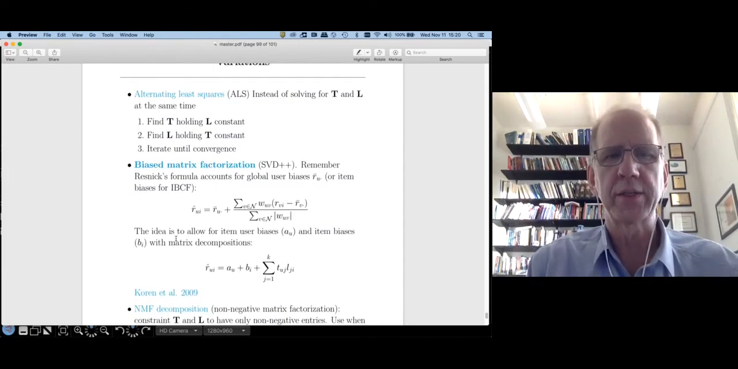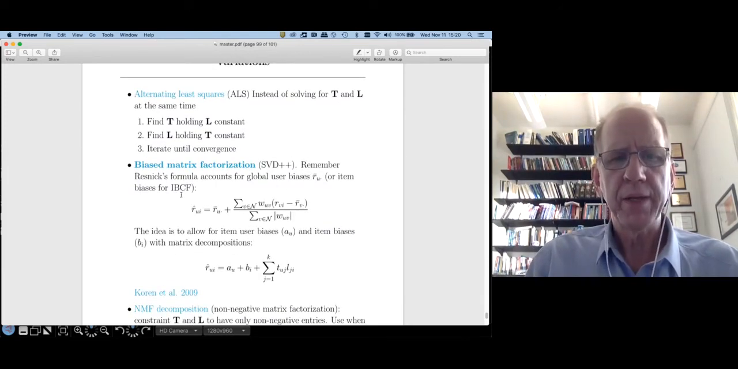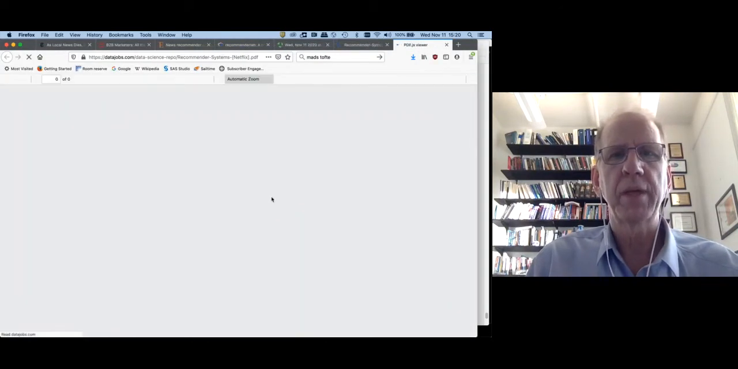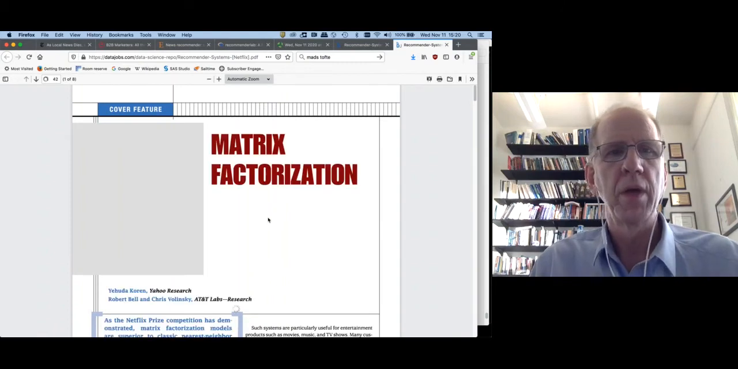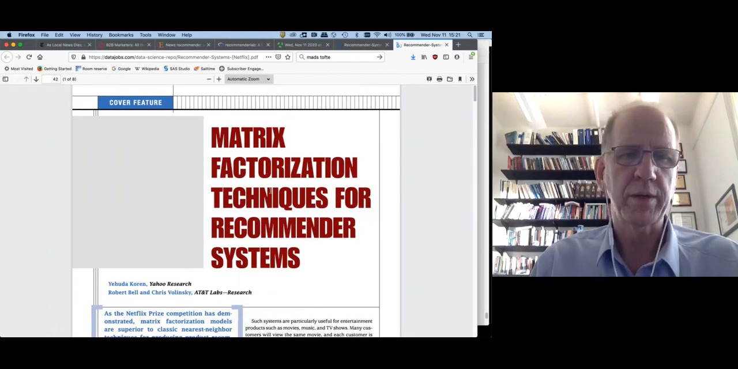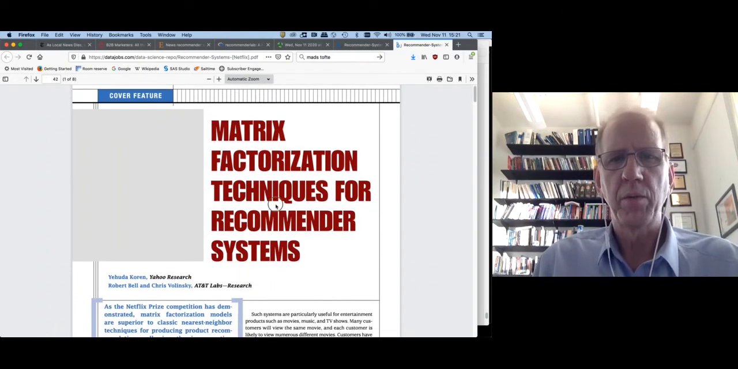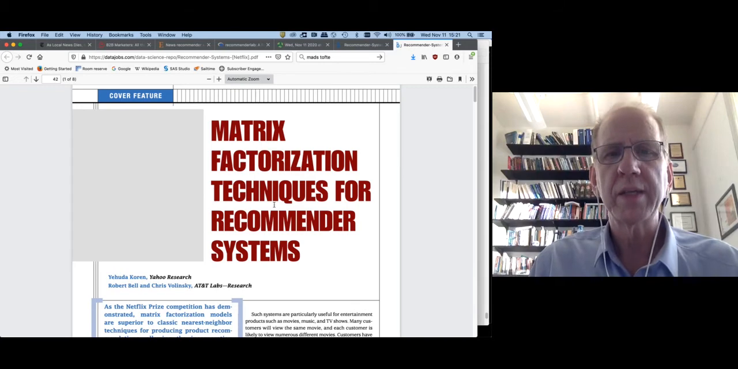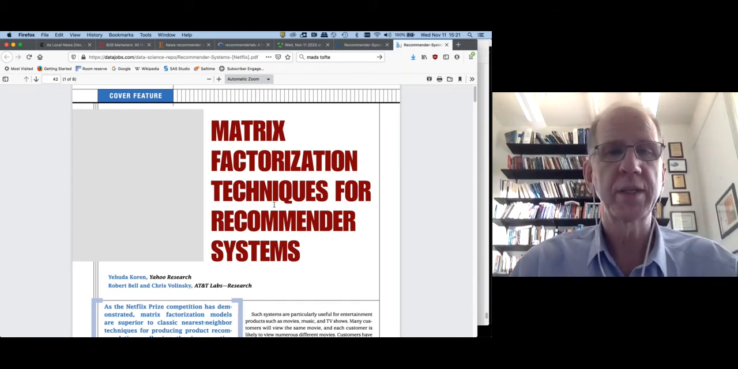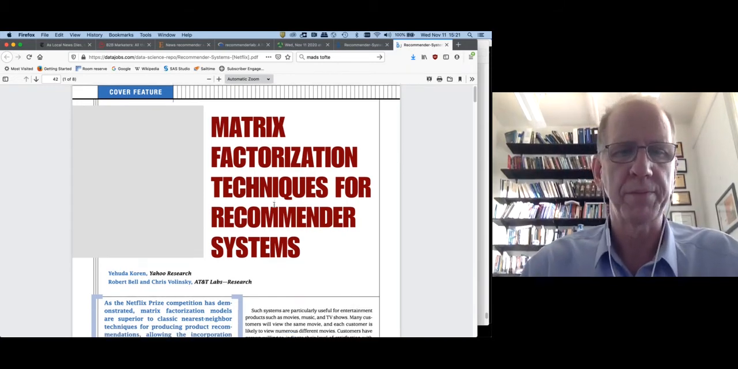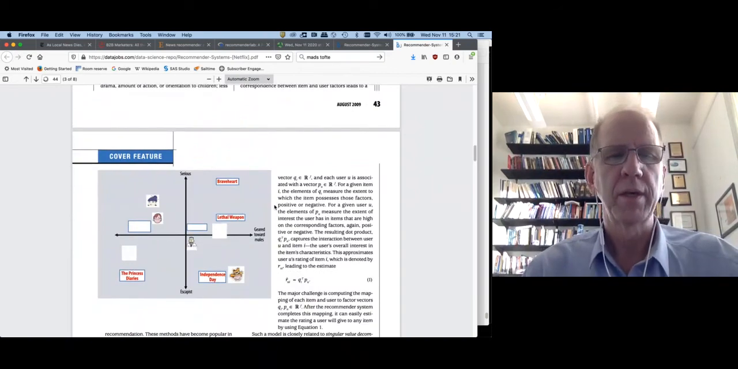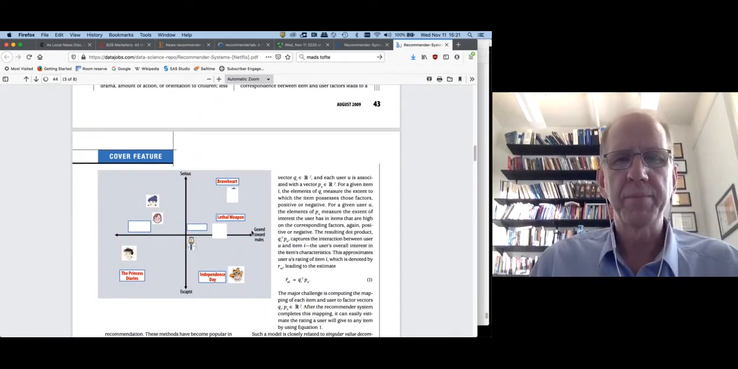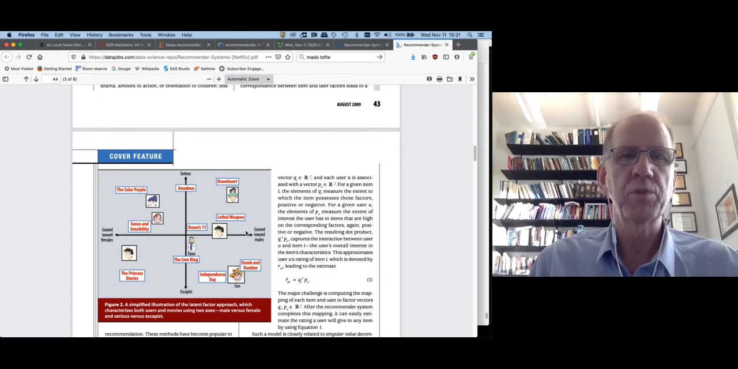Ultimately, you want to test these things. This method and others are described in a very famous article that I encourage you to look through, the Koren article. Koren was studying the Netflix challenge. Netflix had offered a $1 million bounty to any team that could improve the RMSE of the recommendations by a certain amount. What you'll see in here is an example illustrating just what I said.